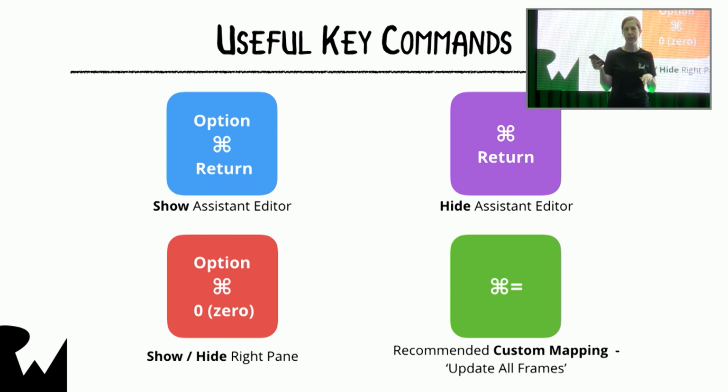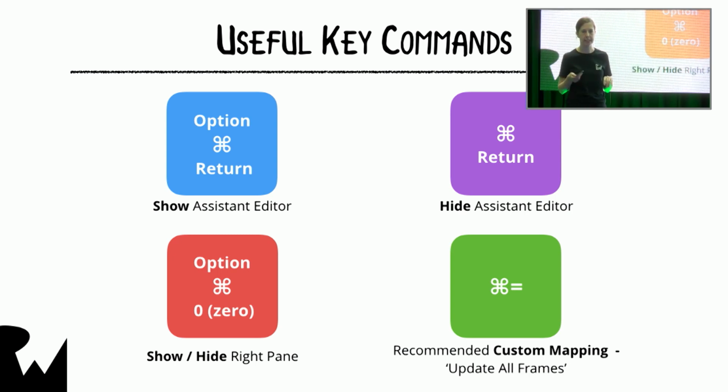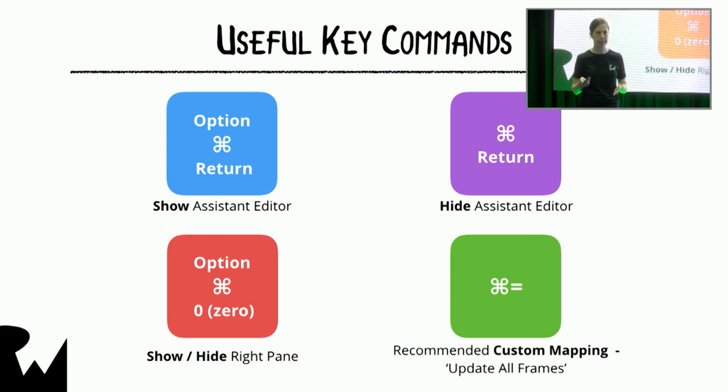Option command 0 is going to allow you to show and hide the right pane of Xcode. Super helpful when working in Interface Builder. Sometimes you want to see the whole canvas at once. Sometimes you're going to want to see the individual elements that you can play around with. So a quick way to flip back and forth there is useful.